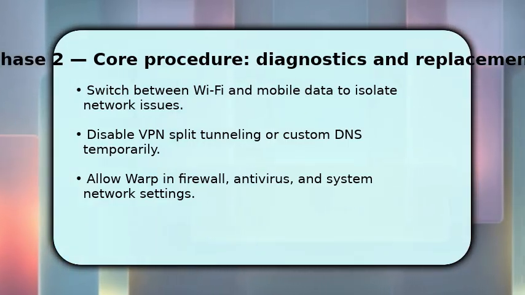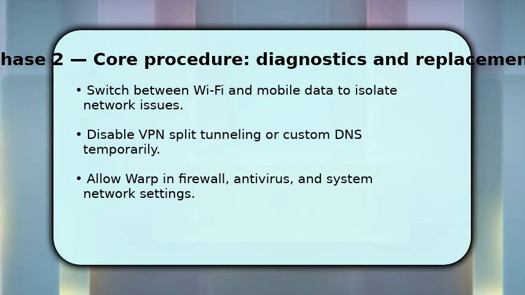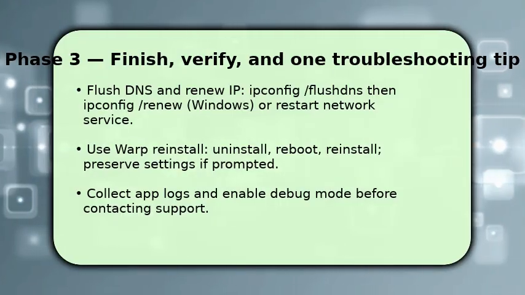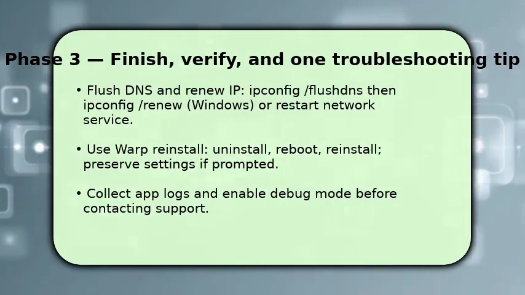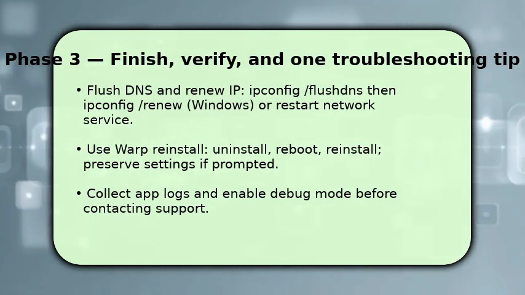You finish with advanced repairs that resolve persistent failures. Flush DNS and renew the IP lease. This clears stale records that block tunnels. If that doesn't work, uninstall Warp, reboot the device, then reinstall. This replaces corrupted binaries or permissions.